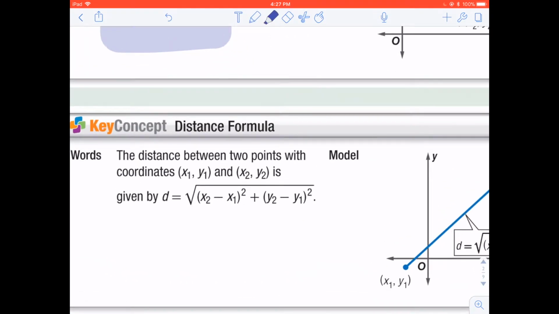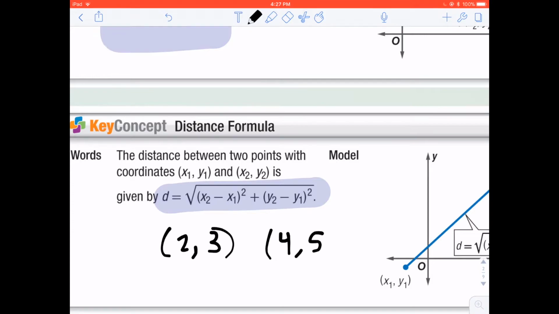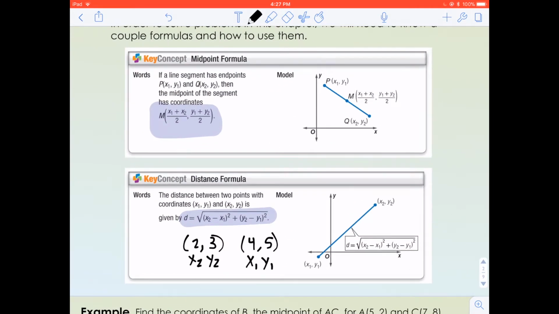The distance formula is going to be the square root of (x2 minus x1) squared plus (y2 minus y1) squared. It does not matter what your x2, y2, x1, y1 points are, but you need to stay consistent. So for example, if I had (2, 3) and (4, 5), if I decide these are my 1 points, those need to be x1 and y1, and these would have to be x2 and y2. I can't mix like y2 with x1, okay? So that's our midpoint and distance formula, which you will need to memorize.